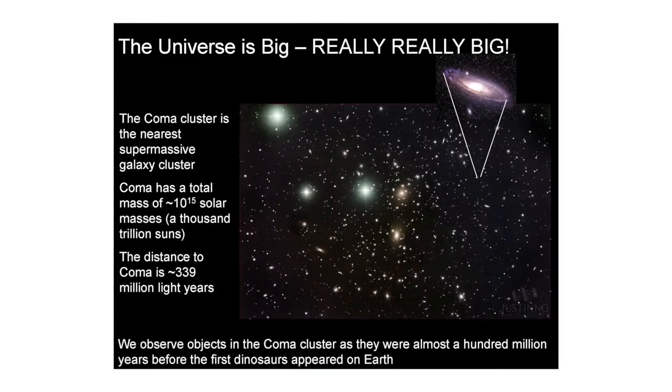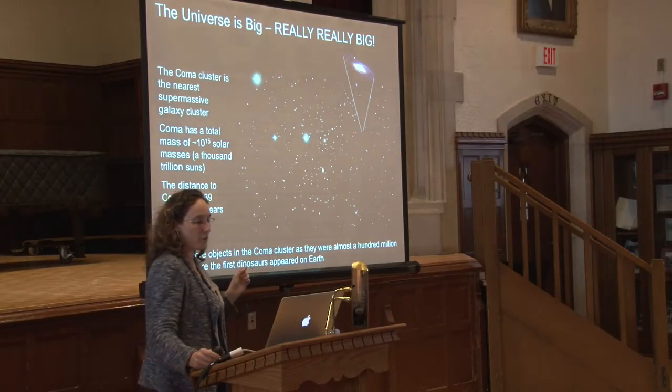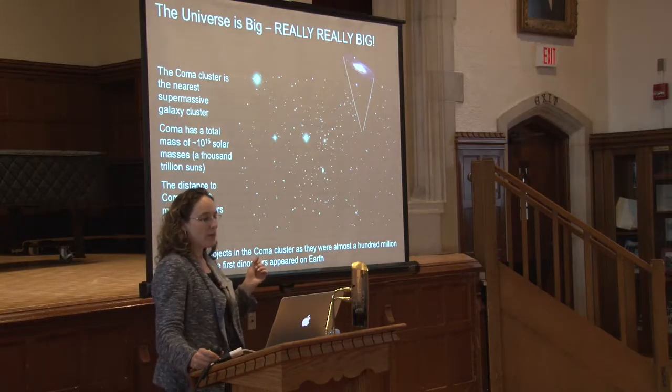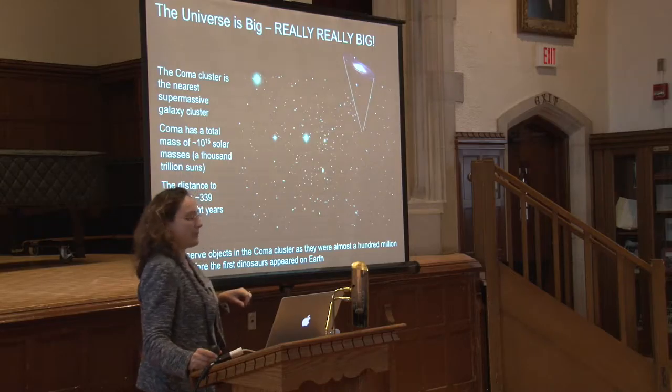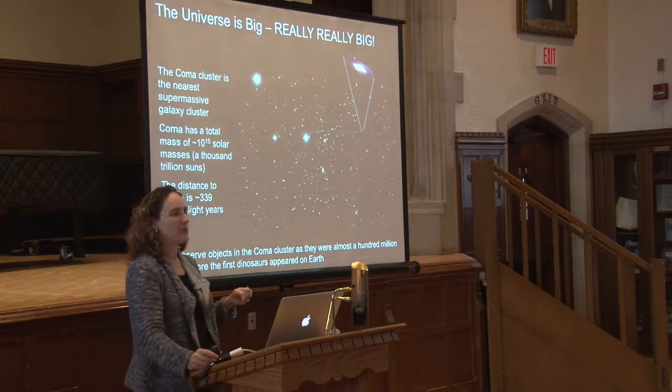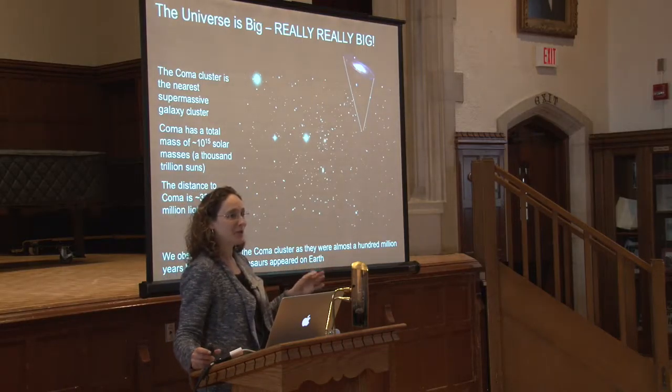The Coma cluster is the nearest supermassive galaxy cluster. It has about 10^15 solar masses. That's kind of a number that won't make any sense unless you're a physicist or a scientist, but it's about 1,000 trillion suns. And the distance to that nearest cluster is about 340 million light years. So we observe things in this cluster as they were about 100 million years before dinosaurs appeared on Earth. And that's our nearest neighbor cluster.